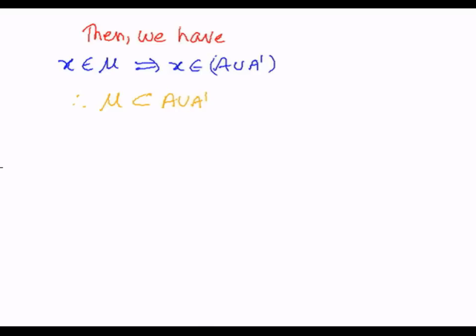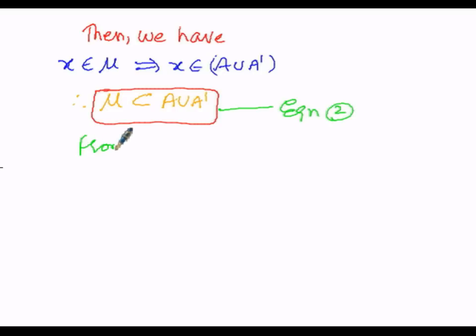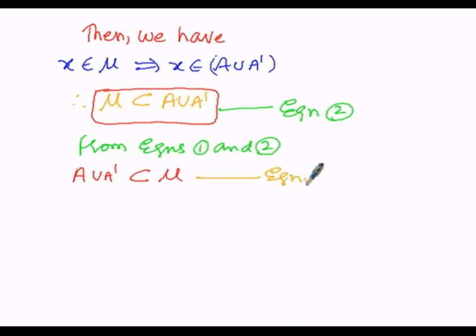So in this manner we have proved the second condition, and let us consider this as condition number 2, which we have got from case number 2. So from the two conditions, equations 1 and 2, the first condition is that A union A dash is a subset of μ, which is equation number 1 or condition number 1, and condition number 2 is that μ is a subset of A union A dash.